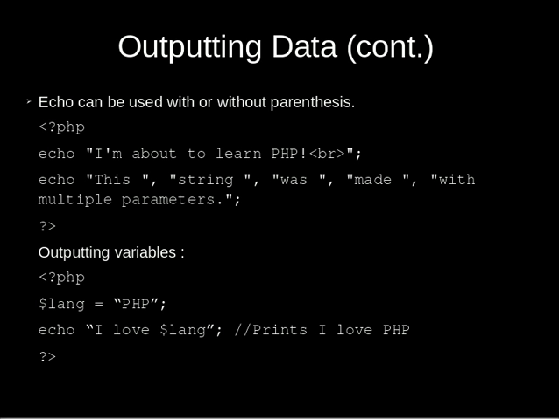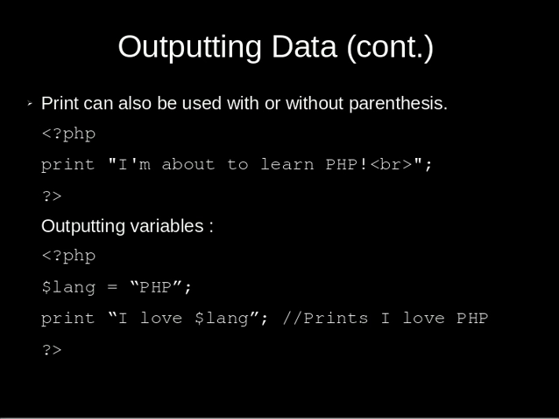As you can see from the example in the slide, echo "I am about to learn PHP", and in the second line, echo "this", "string", "was", "made", with multiple parameters. Outputting variables, you can see the example, $lang is equal to PHP, and when we say echo "I love $lang", it prints I love PHP.